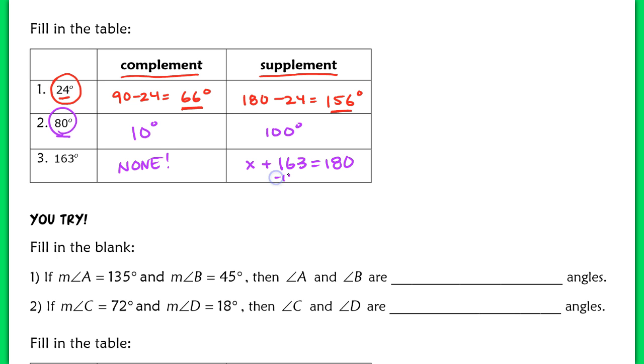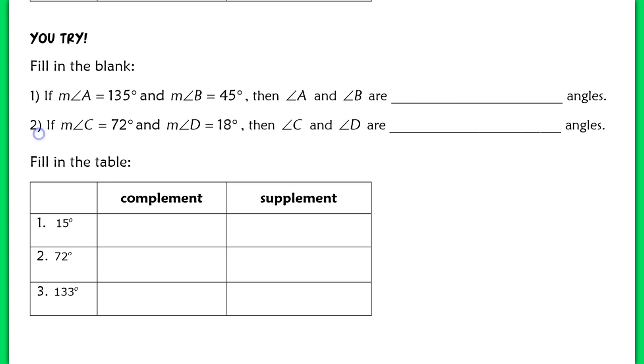So if I subtract 163 here, I end up with 17. So this angle measure would have to be 17 degrees in order to be supplementary to a 163 degree angle. So 17 degrees, there is my answer. Okay, I'd like you guys to try the next few problems on your own, and then we're going to go to looking at some parallel lines and the angle relationships that we see in parallel lines.